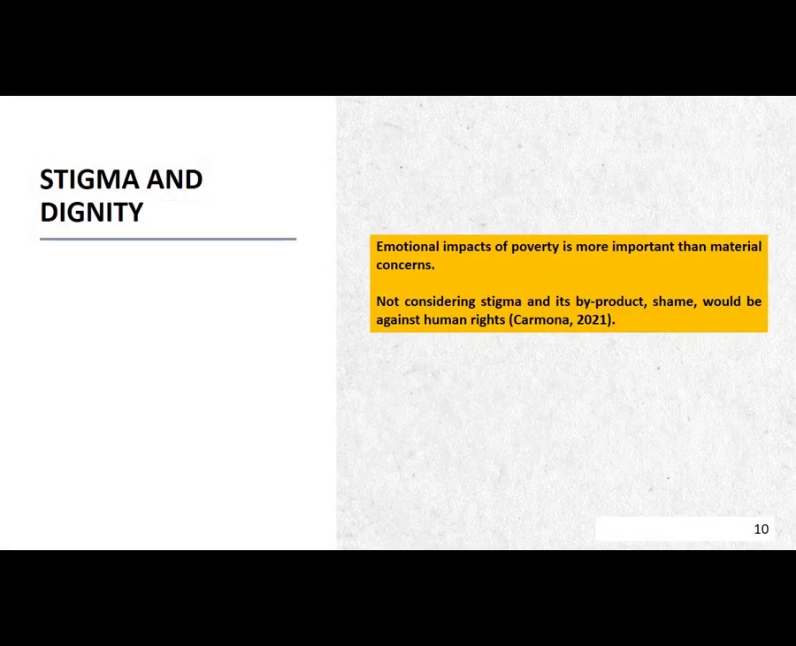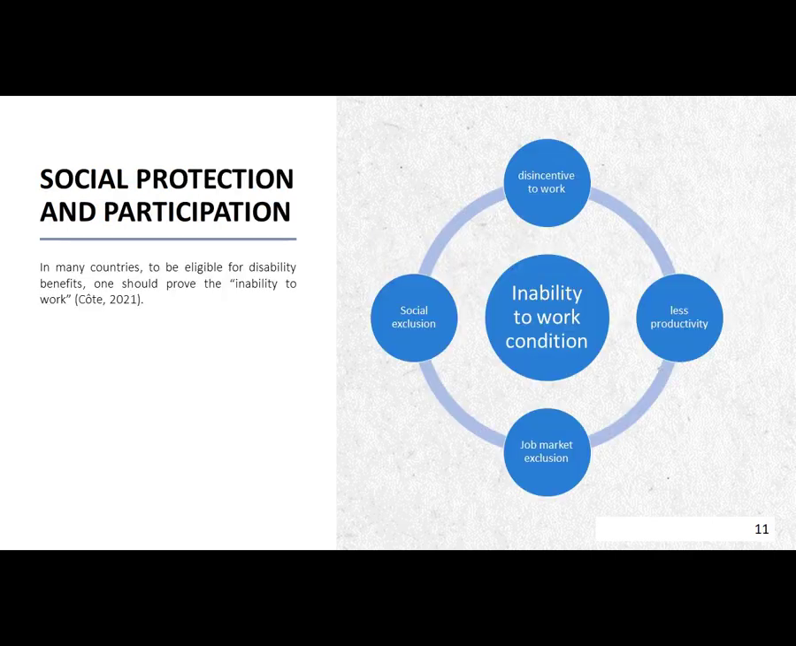inclusion. Studies have found that the emotional impacts of poverty are more important than material concerns for people in poverty. Not considering stigma and its byproduct, shame, would be against human rights, as it means ignoring the protection of the dignity of those dealing with poverty. Okay, what can be the relationship between social protection schemes and participation?